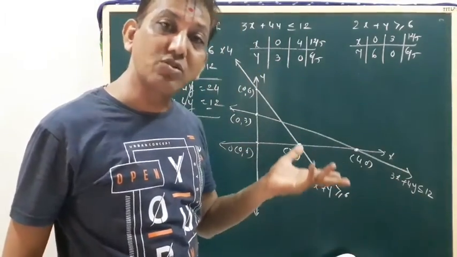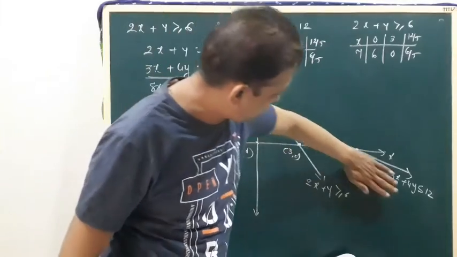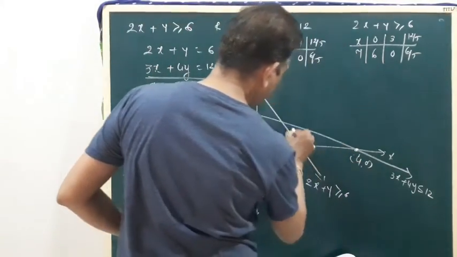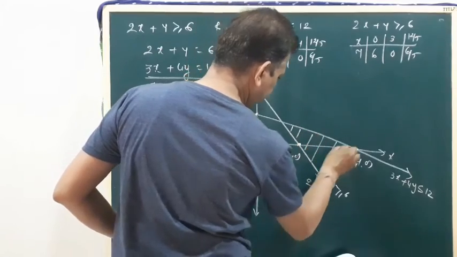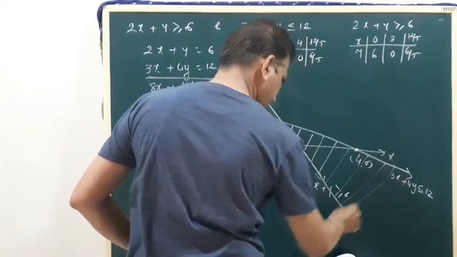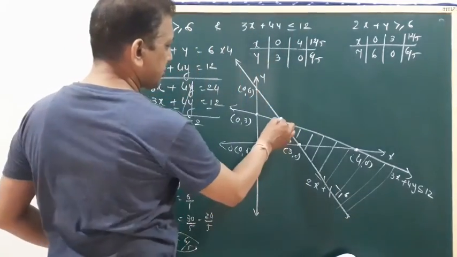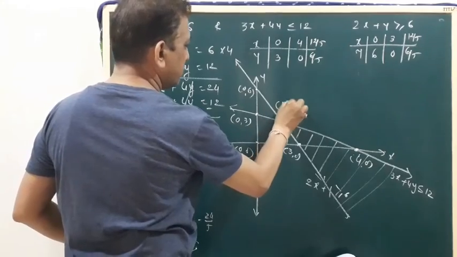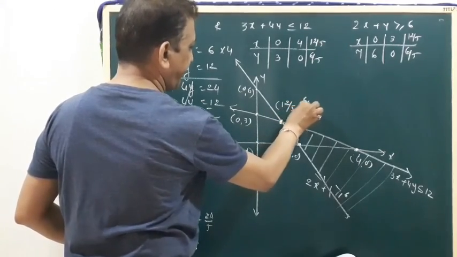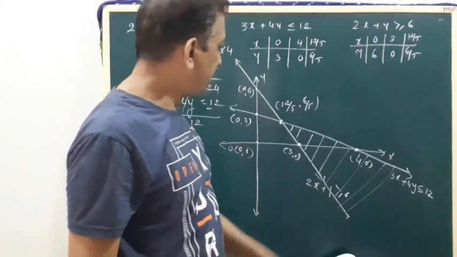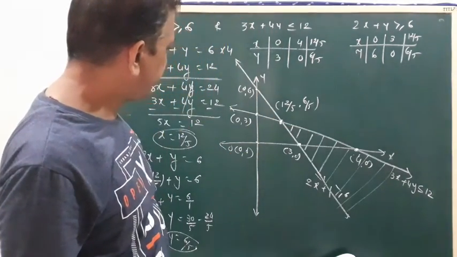So which part is the common? This one, the V shape. All of this is the common portion. You can extend it also. And the intersection is this point, in the first quadrant, both positive. So (12/5, 6/5). Okay? Common intersection point.